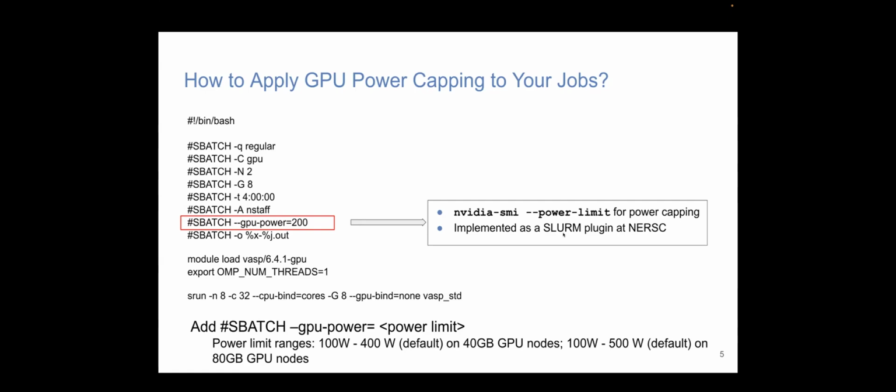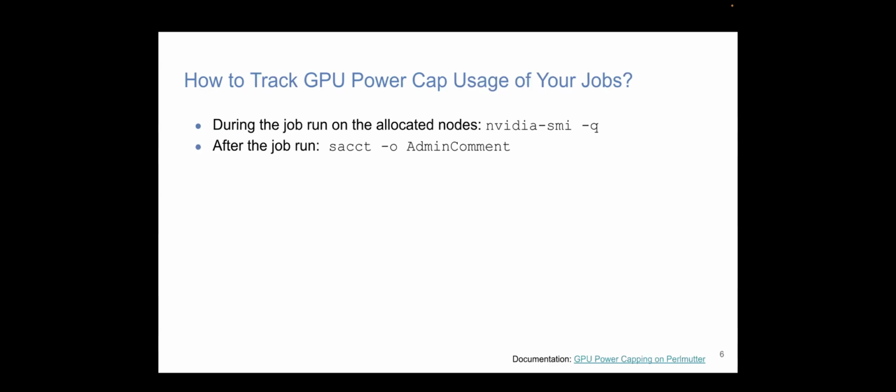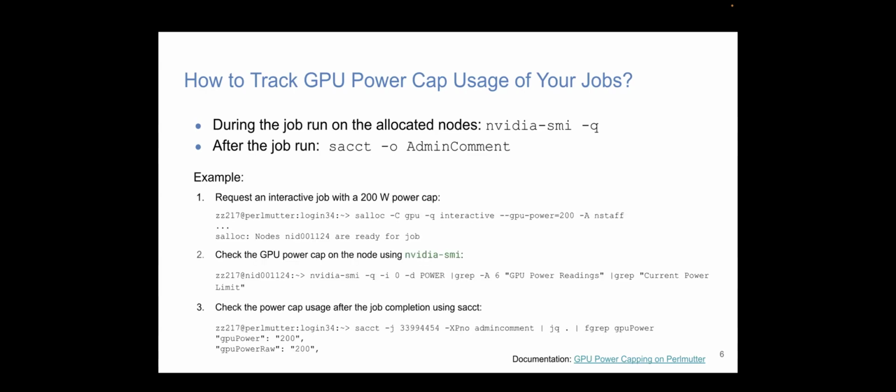Users can't do that. But thanks to our sysadmin, Chris Samuel, he enabled this capability by developing a Slurm plugin for our batch system. So after your job runs, or during the job run, how do you track the GPU power cap usage? This is as simple as running this command on the allocated nodes, or just use this after the job run. You can use the admin comment field to extract the power cap information.